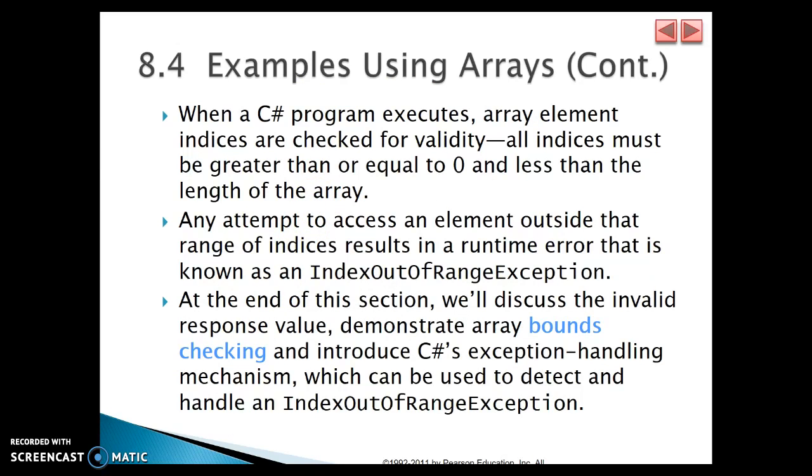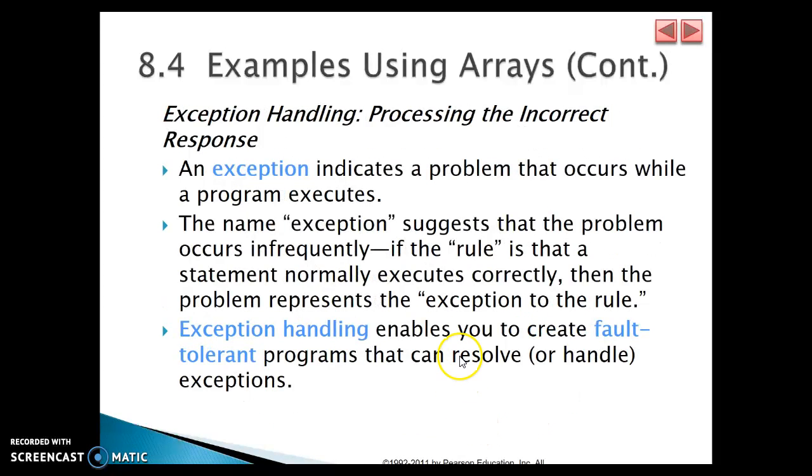Let's take a second to look at this. When a C# program executes, array element indices are checked for validity. Okay, so this basically says at execute time, at runtime, we're going to see if we crash or not. Any attempt to access an element outside the range gives us an exception. This is bounds checking, exception handling. So this is how we caught that error. The error was index out of range exception.